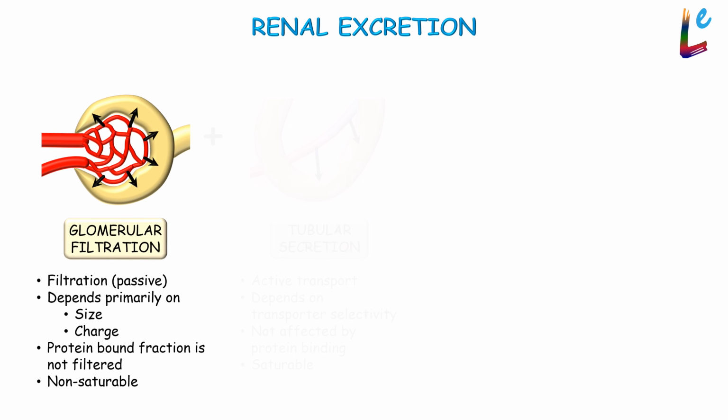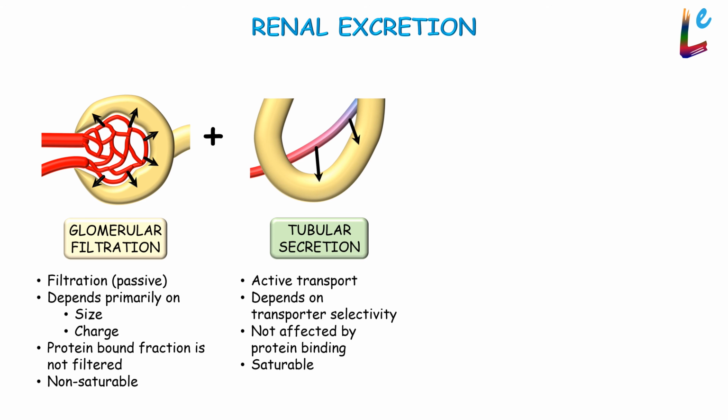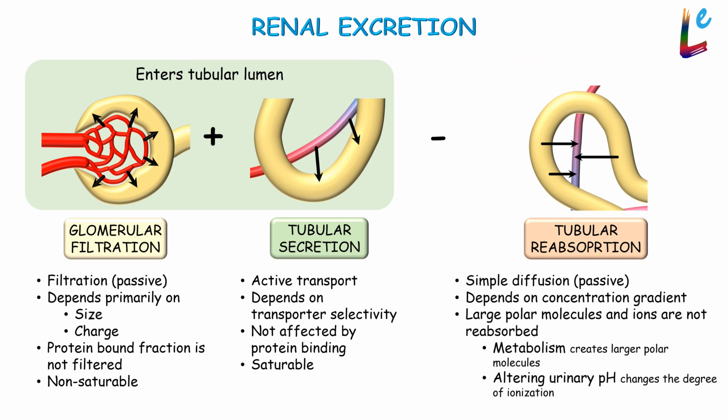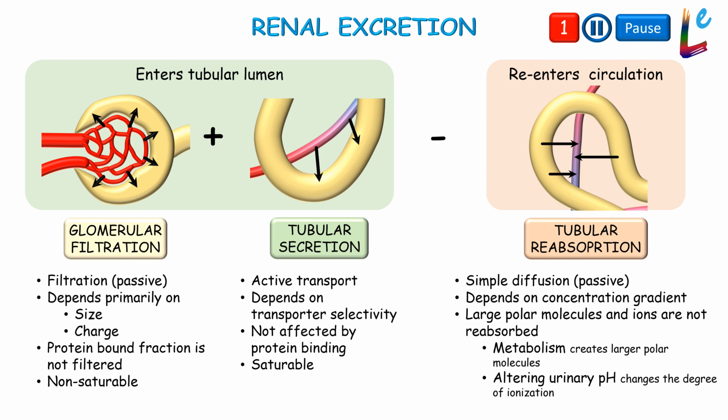Let's summarize the renal excretion of drugs. Through glomerular filtration and tubular secretion, the drug and the metabolite from the blood reach the tubular lumen. A fraction of this undergoes passive tubular reabsorption to return to the capillaries. What remains in the tubular lumen is excreted.